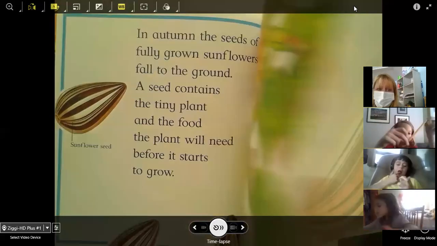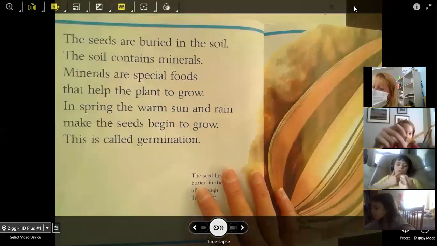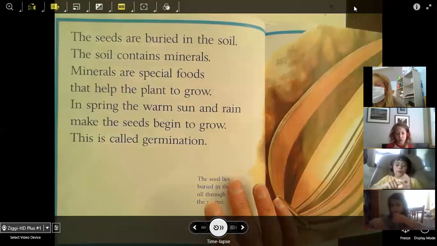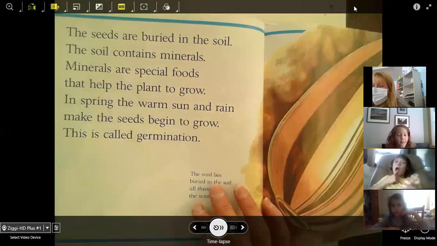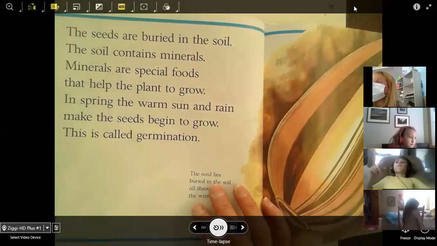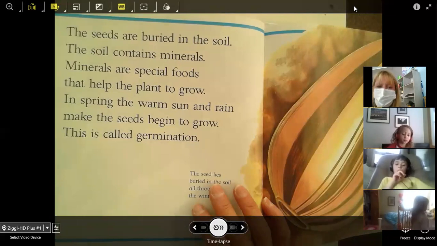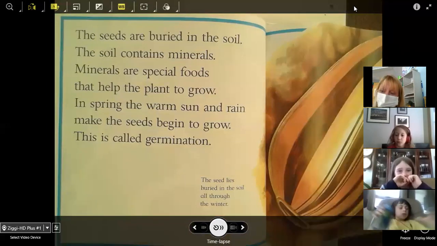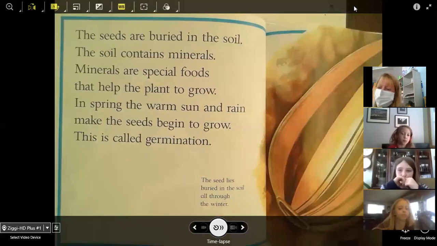Animals help them travel. The seeds are buried in the soil. The soil contains minerals. Minerals are special foods that help the plant to grow. In spring, the warm sun and rain make the seeds begin to grow. This is called, and this was a hard one for us, everyone say it with me. Germination. Excellent. That's when it starts to grow. We are hoping to observe that.